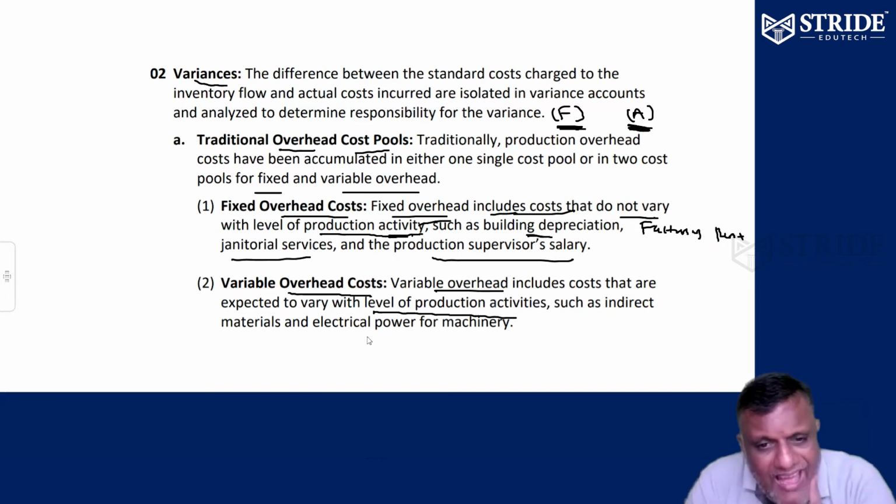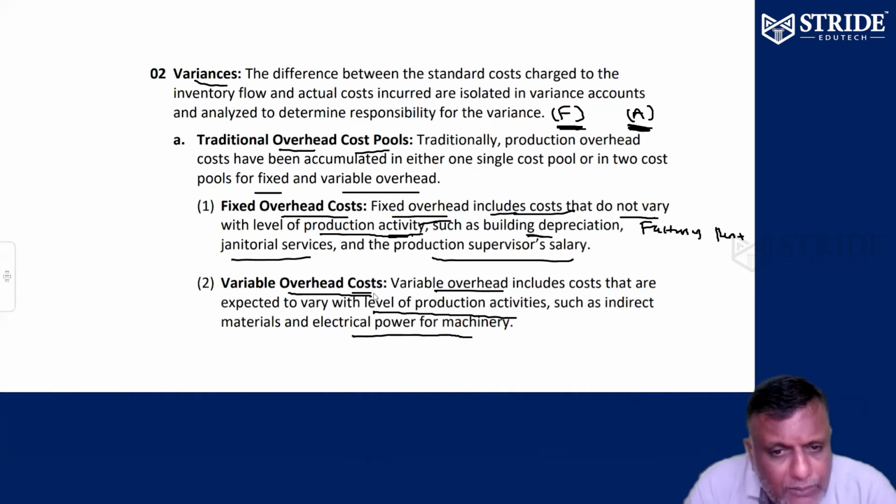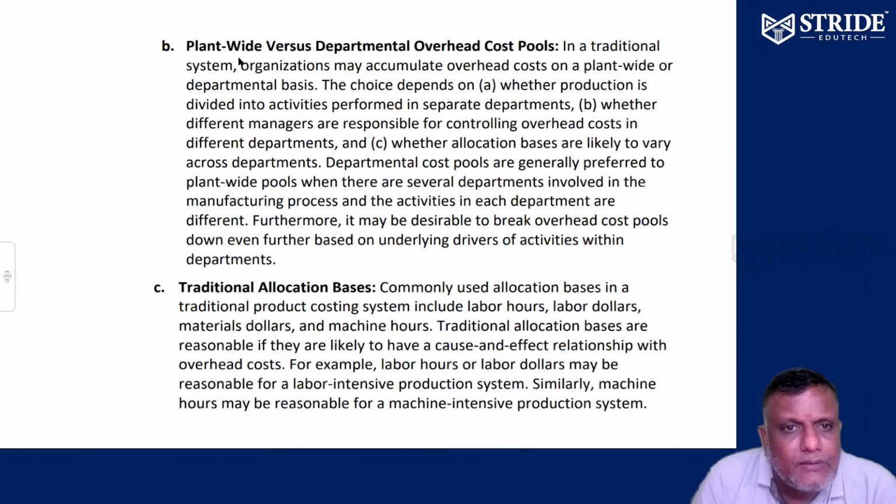Variable overheads, that's it. Power, electric power, machinery. One machine used, one machine's power charges. Two machines used, two machines' power charges. Three machines used, three machines' power charges. It is variable.